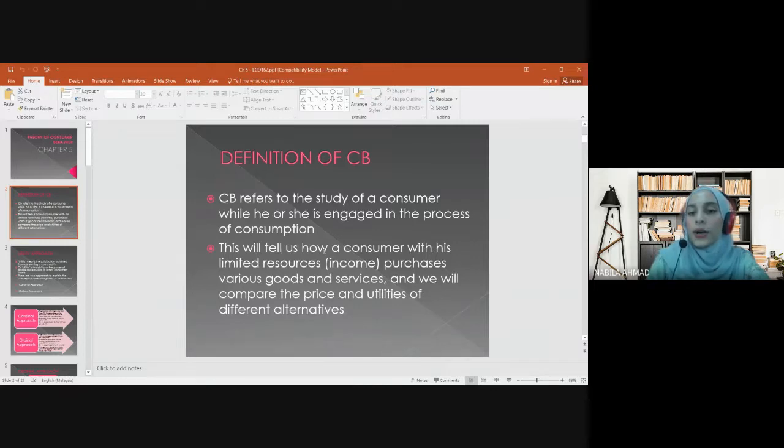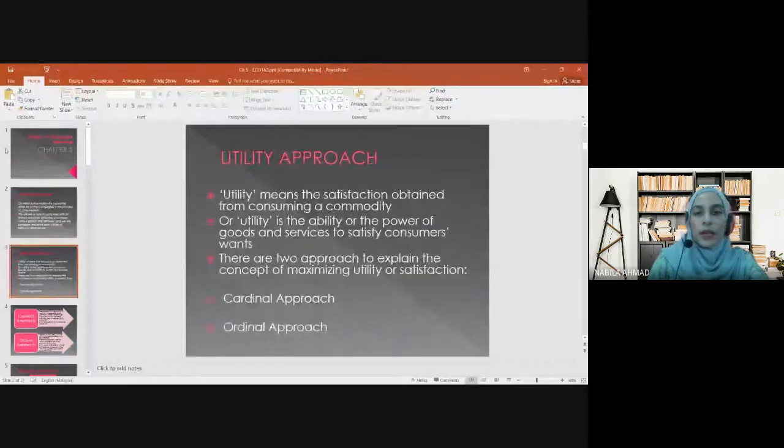So this will tell us how consumer with his limited resources, which is income, purchases various goods and services and will compare the price and utilities of different alternatives. So under consumer behavior, dia ada utility approach. So what is utility? Utility means the satisfaction obtained from consuming a commodity. So bila kita membeli barang, kita nakkan sesuatu perkhidmatan itu. Kenapa? Sebab kita nak memaksimumkan kepuasan. So because of satisfaction, kita membeli atau menggunakan perkhidmatan. Utility is the ability or the power of goods and services to satisfy consumers' wants.